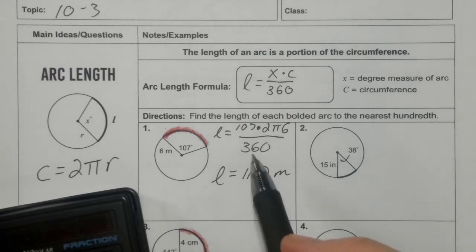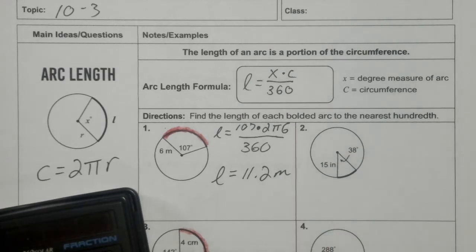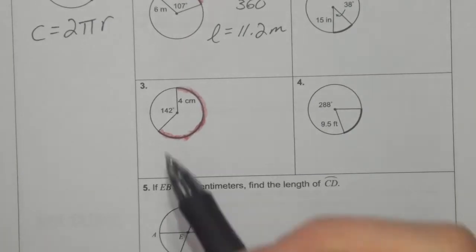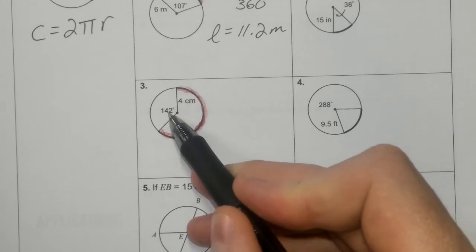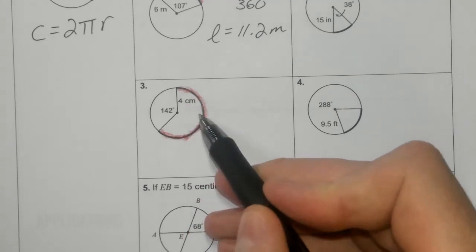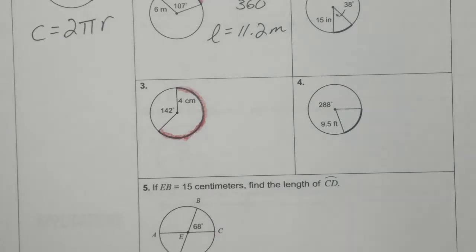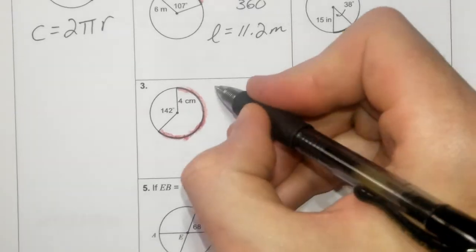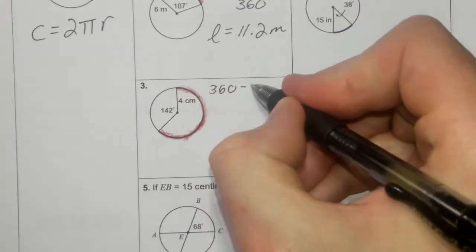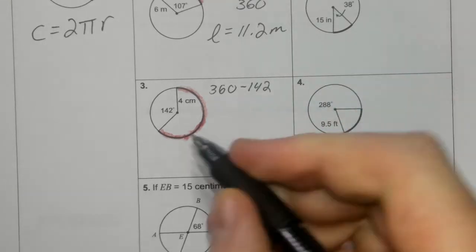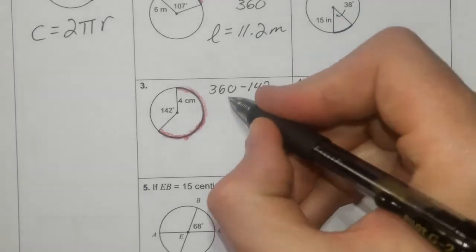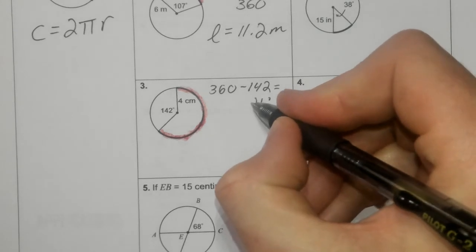Okay, number 3 is a little more indirect because the angle that we have is on a different side of the circle from the arc that we're looking for. So the first thing I want to do is figure out what this angle measurement is. Well, I can simply subtract from the whole circle. The angle measure is supposed to be 360, and I'm given the other side is 142. So if I subtract 142 from 360, I get 218.